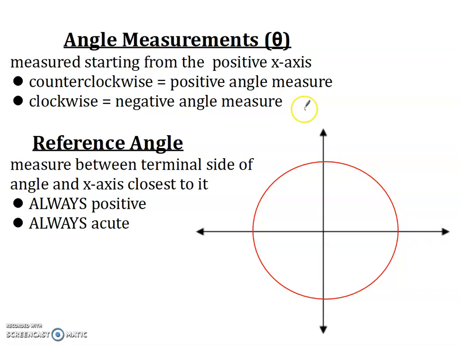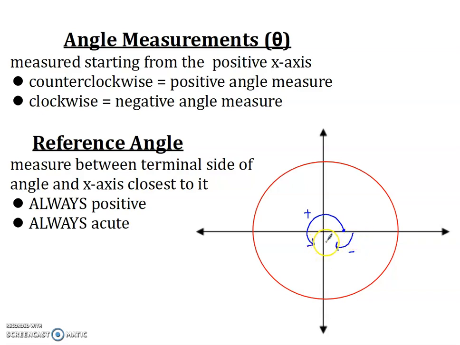Okay, so we always start measuring from the positive x-axis, so this side. Okay, so our angle measurements are more like a rotation. So it's something started here, and positive angle measures are rotated counterclockwise. So when you have a positive angle measurement, you're going counterclockwise. If they give you a negative angle measurement, that just means you're rotating the other direction.